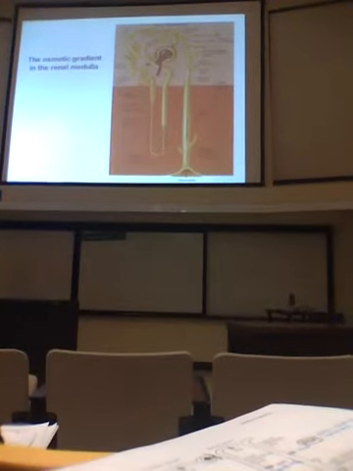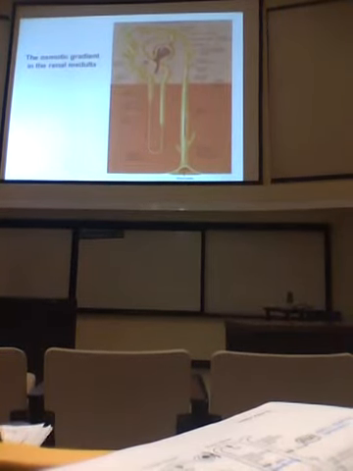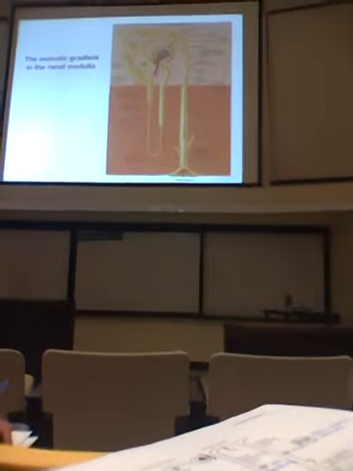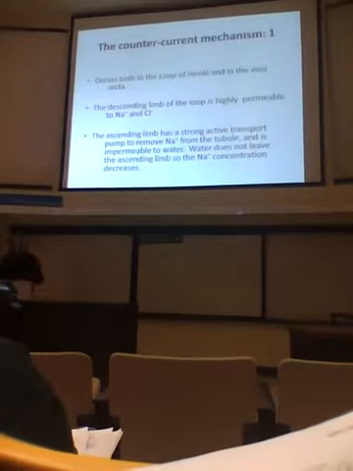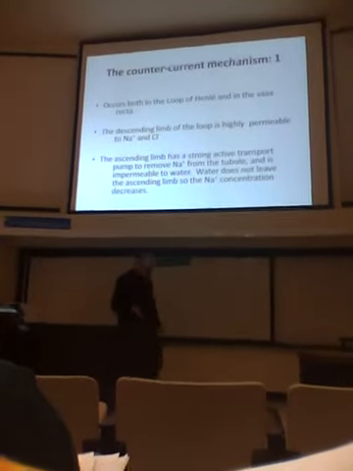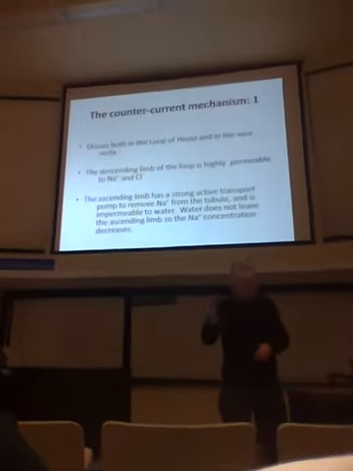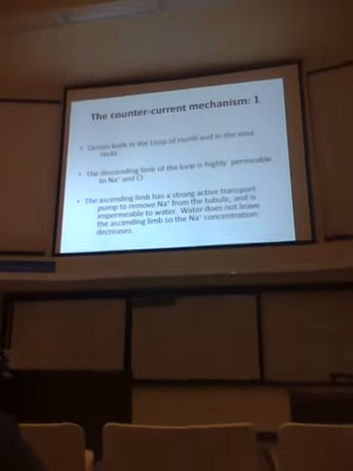So let's see what's going on in the loop of Henle, how it sets up the gradient, and then we'll see why that's important for producing different concentrations of urine. And that has to do with ADH. So we'll come back to that.